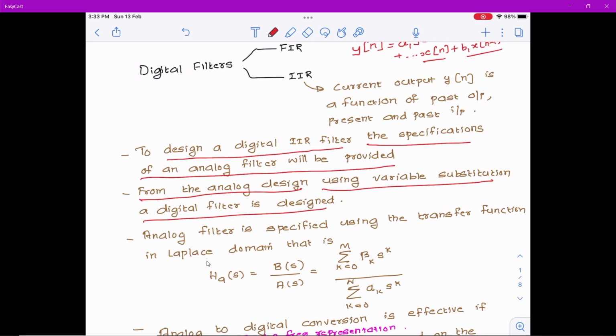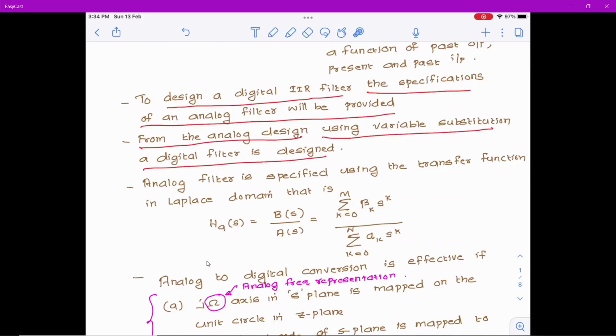From the analog design, using variable substitution, a digital filter is designed. You convert the analog filter to a digital filter by substituting, instead of S, which means the Laplace transform S domain variable, a conversion in which you can convert the analog frequency to digital frequency. With that substitution, you will get the corresponding digital filter.